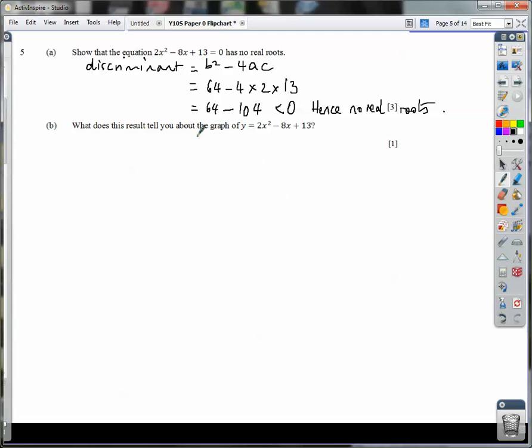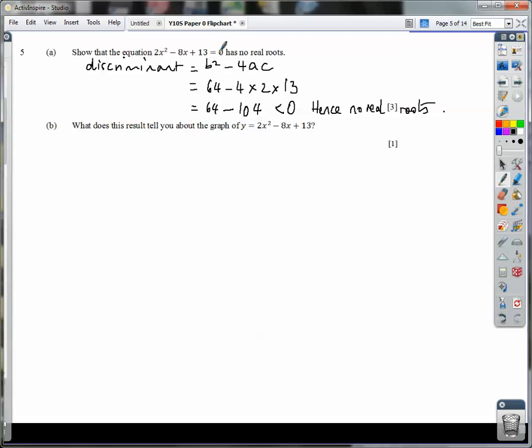Now, in part B, we're given the same terms, 2x squared minus 8x plus 13, but instead of having equals 0, we've got y equals 2x squared subtract 8x plus 13. So there's a relationship between A and B. A is looking at the particular case where 2x squared minus 8x plus 13 is 0, and B is looking at the more general case where it equals y.